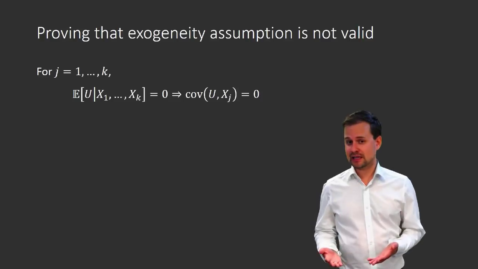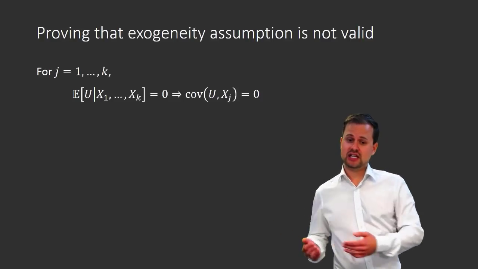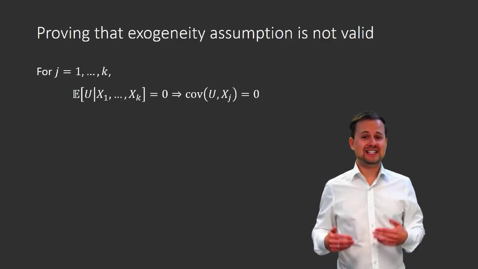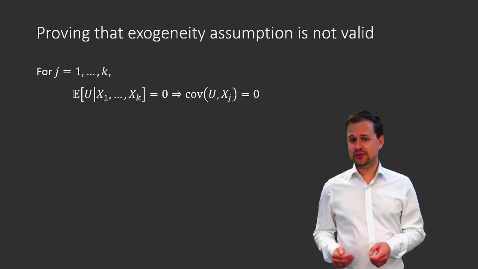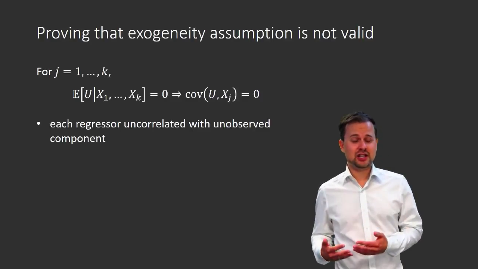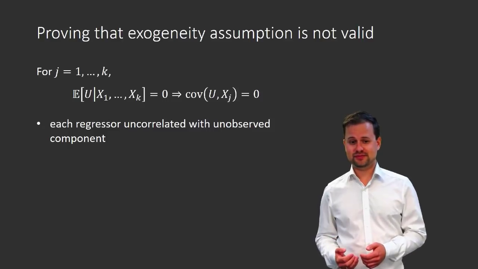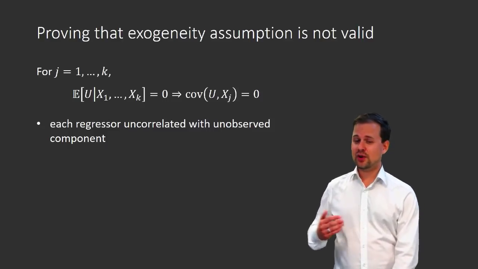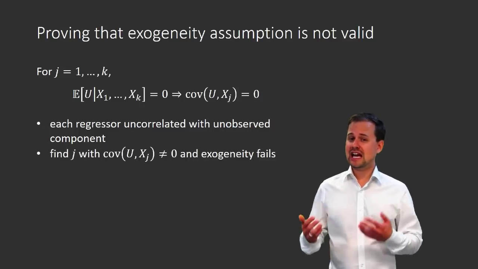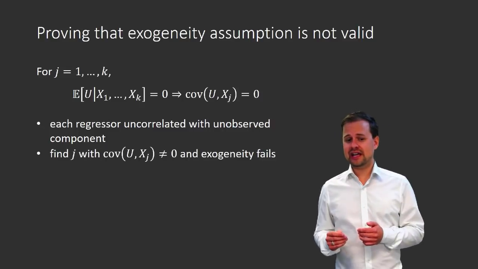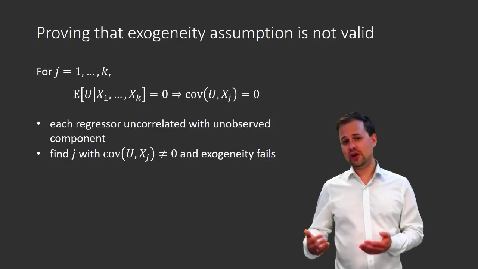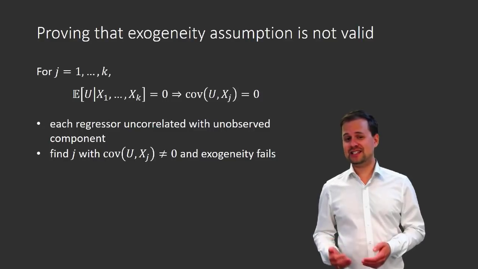If the conditional expectation of U given the regressors is 0, then this implies that each of the regressors has a 0 covariance with U. In other words, each of the regressors is uncorrelated with the unobserved component U. So that means that in order to show that the exogeneity assumption is invalid, you just have to find one regressor that has either a negative or a positive correlation with U. Then you know that the exogeneity assumption fails.